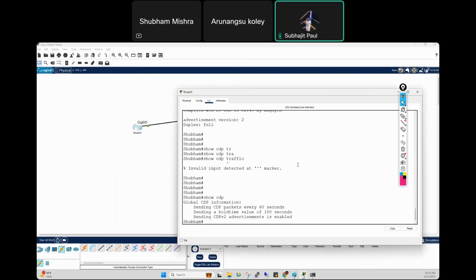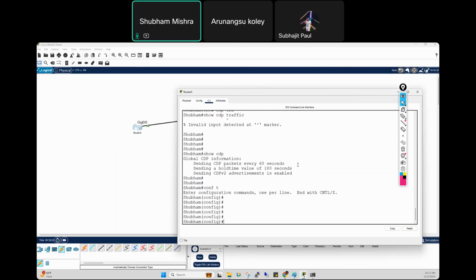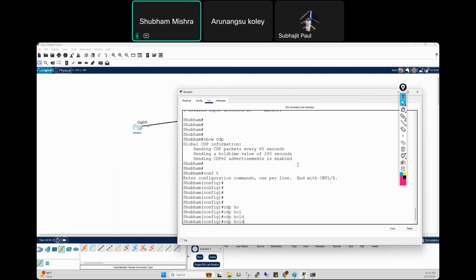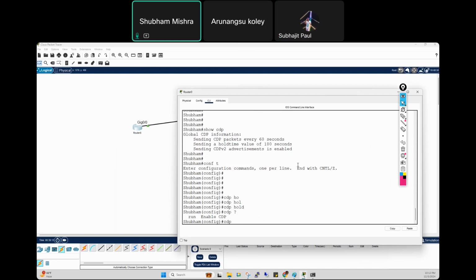In the global configuration mode, I write CDP holdtime. I press the question mark. It is not taking CDP run, but the actual command is CDP holdtime, and you can write here the time in seconds. Clear na? I think the range is 10 to 255. By default, time is 180. Understand? Okay.